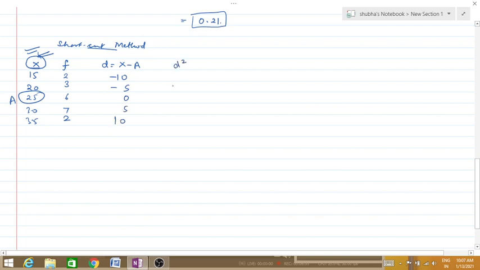After this we will get d square. It will become 100, 25, 0, 25 and 100. Then we multiply to get fd and fd square. Now what is this fd? This is the multiplication of f and d. What is fd square? Students make a mistake, they square fd. No, what we have to do is multiply f into d square. f into d square.